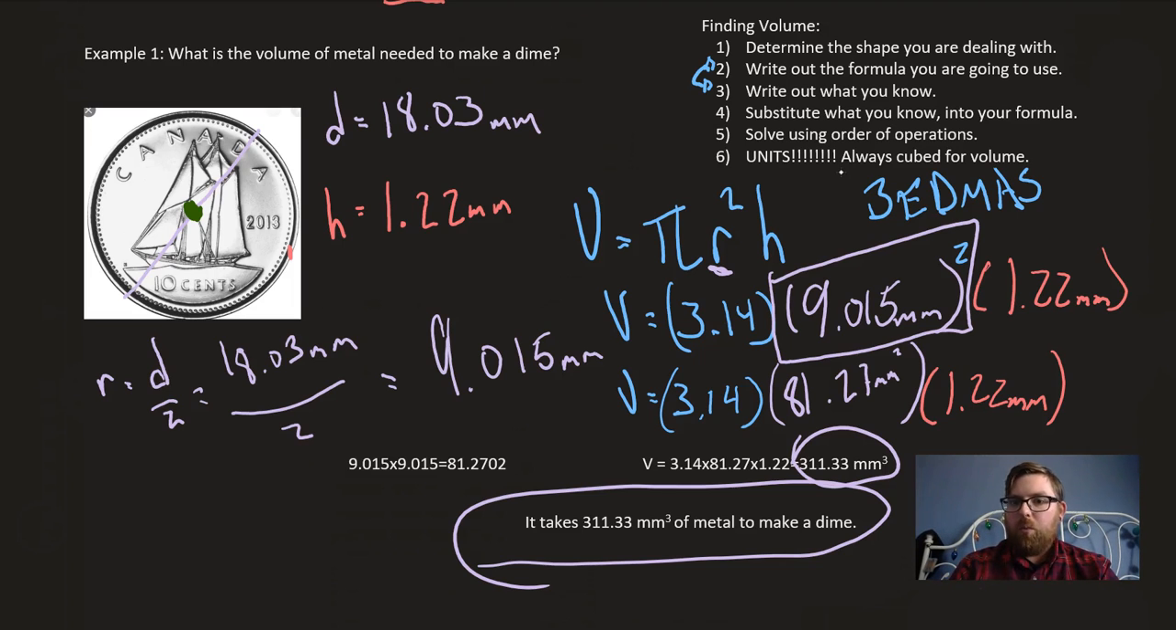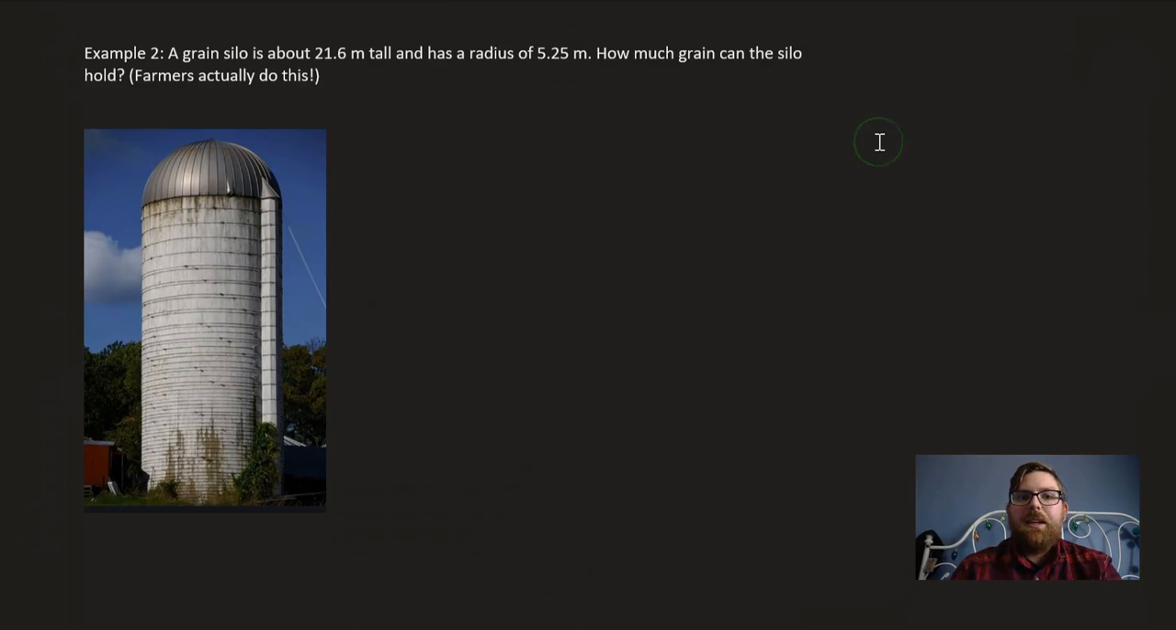Okay. So I have one more example for you. I'm going to go through it pretty quickly. Example 2. So a grain silo is about 21.6 meters tall and has a radius of 5.25. How much grain can the silo hold? And believe it or not, farmers actually do this to find out how much grain they have in their silo. So it's a much easier way than having to actually take it out. It's just know the measurements of the silo.